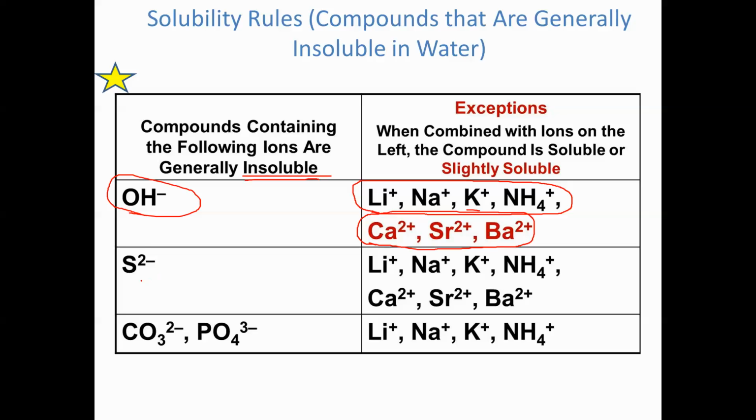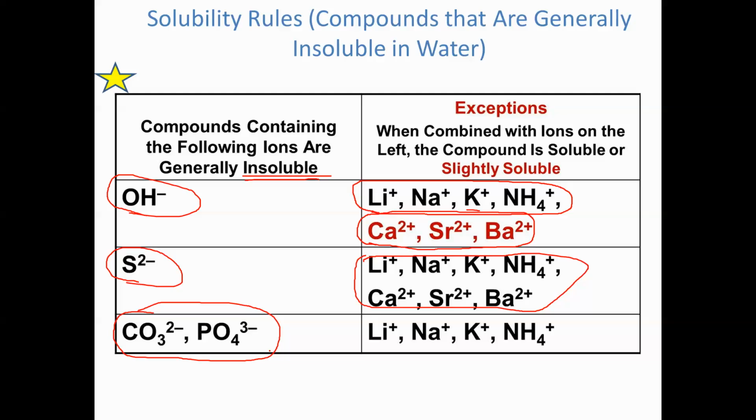And then right here we have the sulfide ion. Similar to the hydroxide, the sulfides are generally insoluble. So almost any metal we combine with sulfide is going to be insoluble, except we have a similar list of exceptions. But notice that the calcium, barium, and strontium now are not slightly soluble, they're significantly soluble. So these are exceptions, but any other sulfide would be insoluble. And then finally we have carbonate and phosphate.